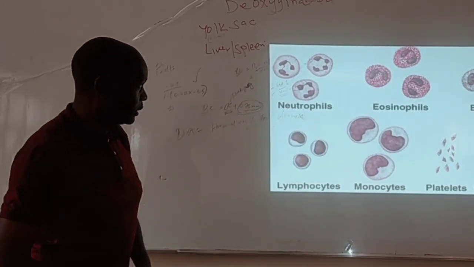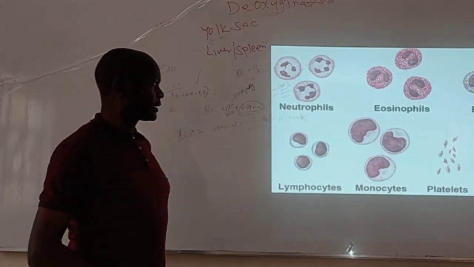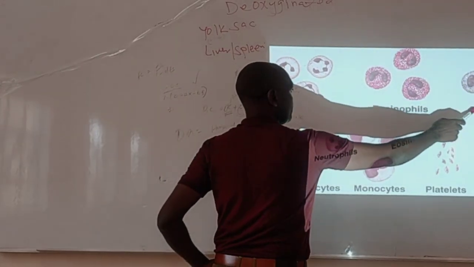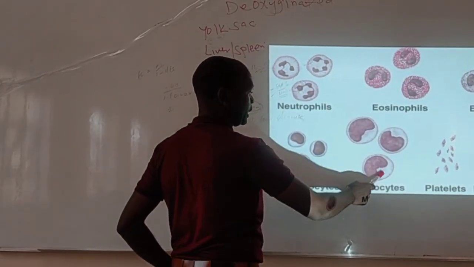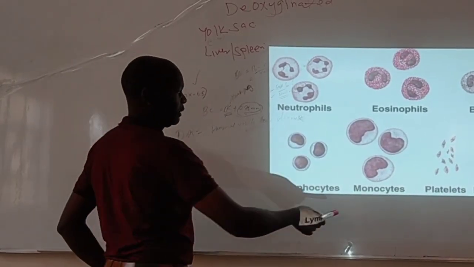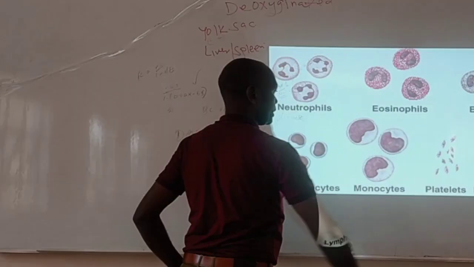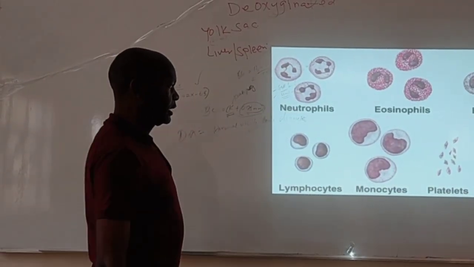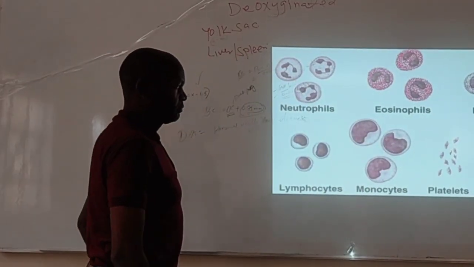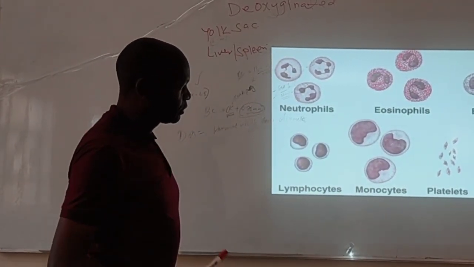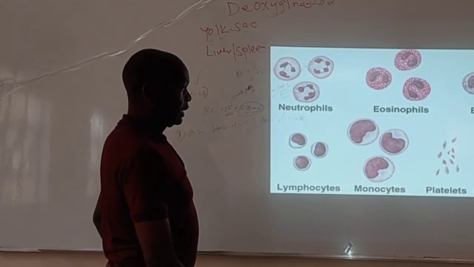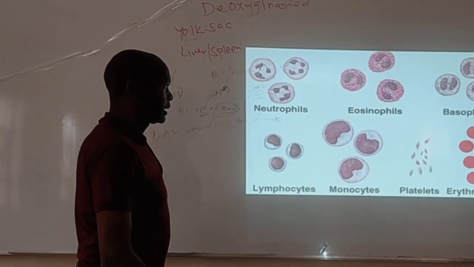So this is the pictorial representation of blood cells. You can see the neutrophils, eosinophils, basophils, lymphocytes, and monocytes represent white blood cells. And then we have the platelets here and erythrocytes. What you need to remember is that sometimes these platelets are just referred to as cell fragments because they are not actually true cells, since they lack the nucleus. Erythrocytes are just red blood cells.